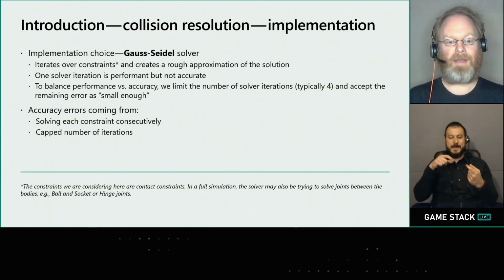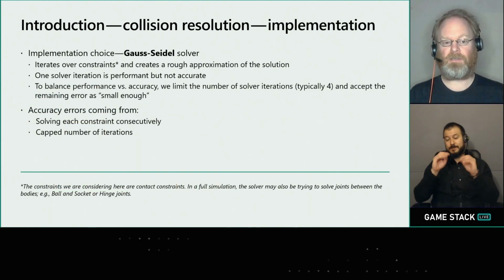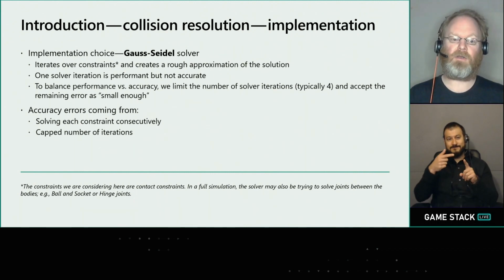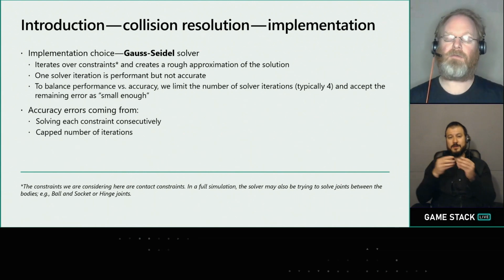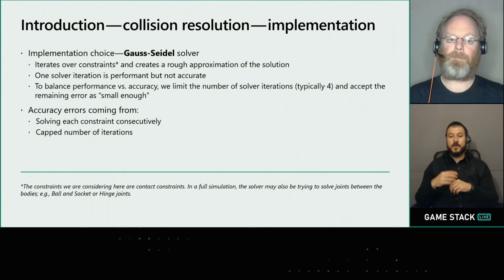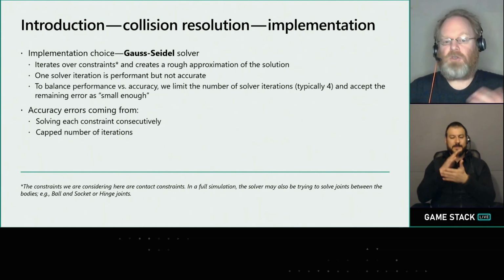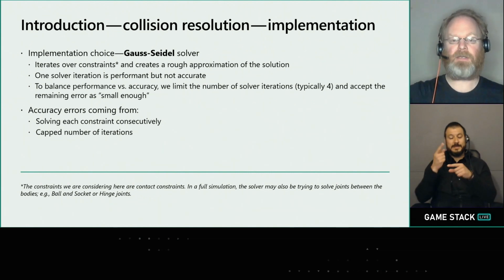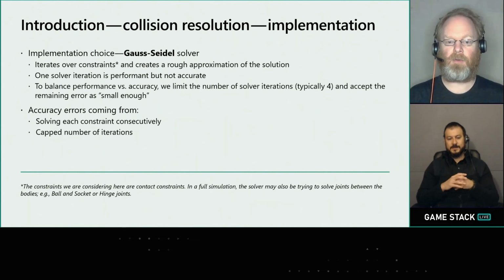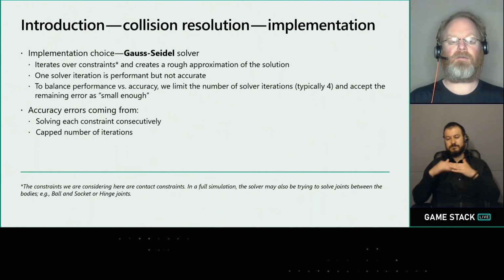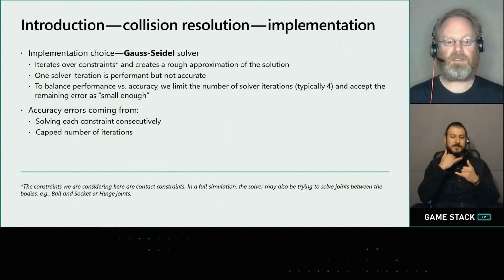The implementation of choice for a real-time physics engine is normally the Gauss-Seidel solver. It's an iterative solver, so we iterate over all of the contact points, and we get a rough approximation at the end of that iteration. To increase accuracy, we can have a number of these iterations over all of the contact points, but there are diminishing returns. So we normally cap the number of iterations to around 4 and deal with the error, which is small enough at that point. But we're still introducing small errors.